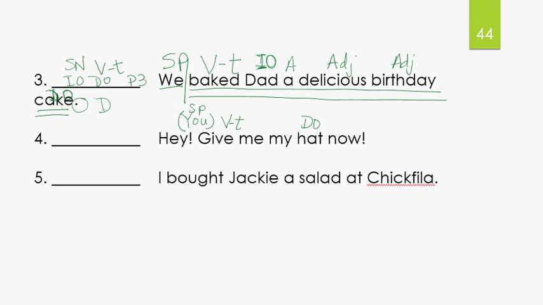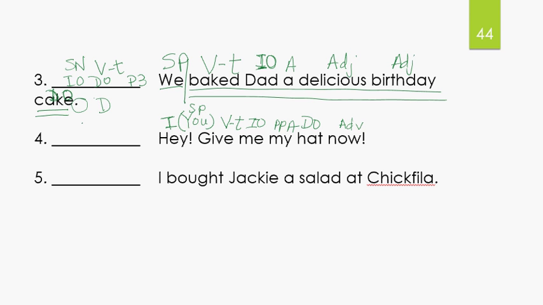Give the hat to whom? Who wants the hat back? It's me. That's the indirect object. Okay, whose hat is it? My. Possessive pronoun adjective. When do I want this hat given back? Now. When, adverb. All right, what's hey? That's an interjection, so we write an I.